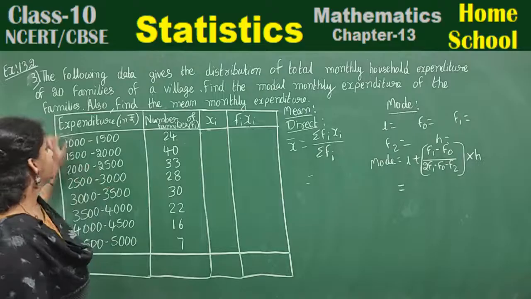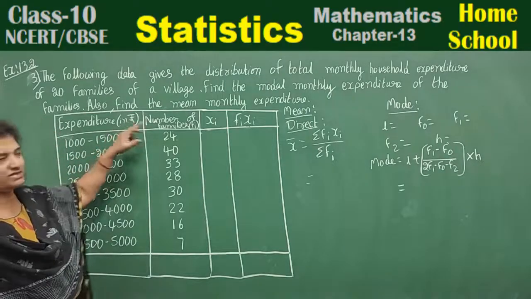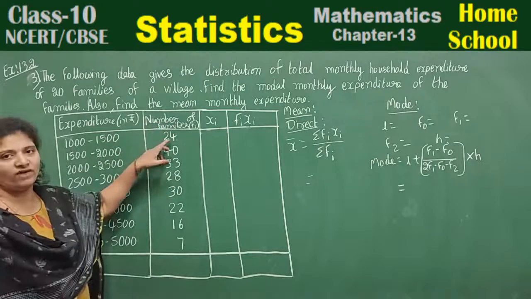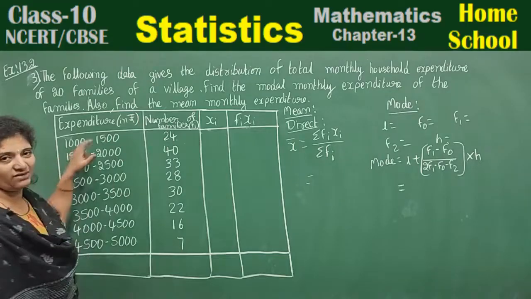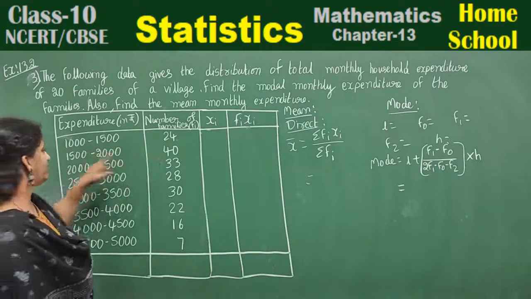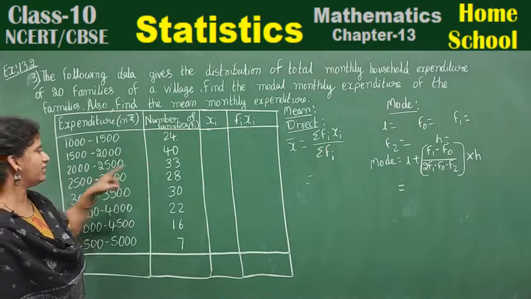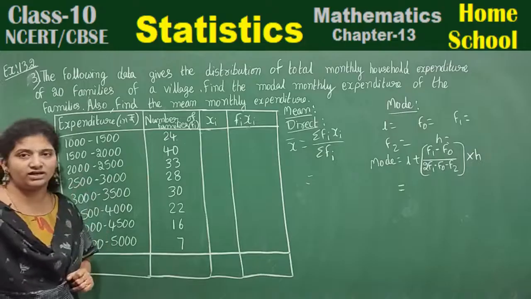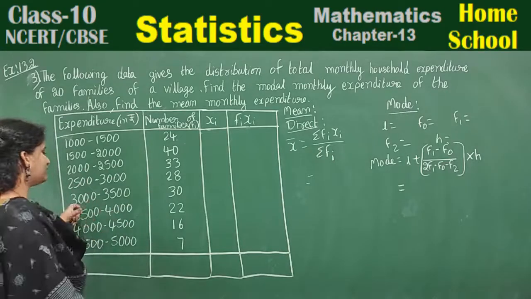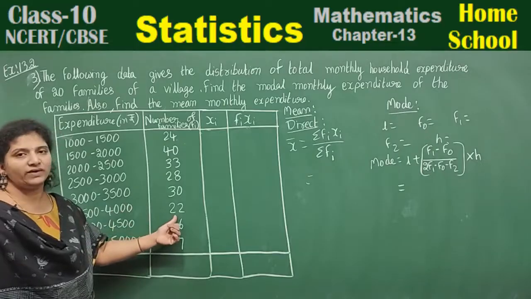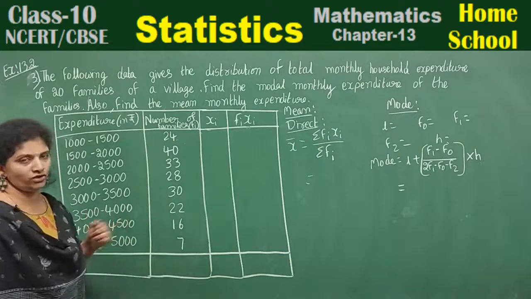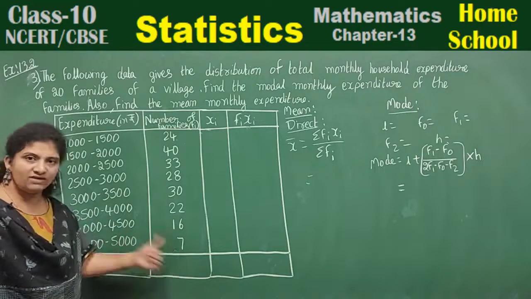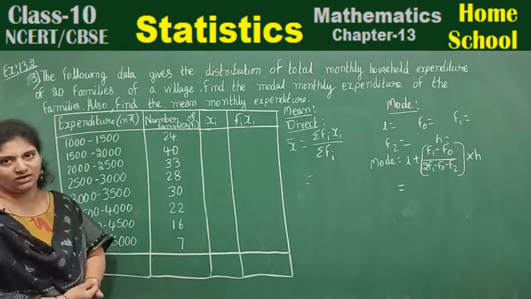See the table here. First column, expenditure in rupees, second column, number of families. Number of families is always the frequency. 1000 to 1500, 24 families. 1500 to 2000, 40 families. 2000 to 2500, 33 families. 2500 to 3000, 28 families. 3000 to 3500, 30 families. 3500 to 4000, 22 families. 4000 to 4500, 16 families. And 4500 to 5000, 7 families.